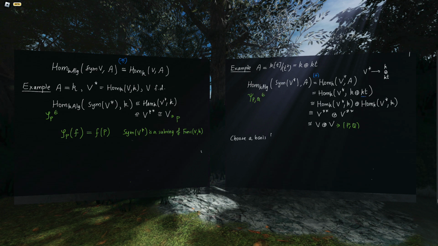So choose a basis for V. V is finite dimensional in all this. Then I have a dual basis, the e_i stars, and those are vectors in V star. So those x_i's are a basis for V star. So if you like, Sym V star is the polynomial ring in x_1 through x_n. It doesn't matter too much for us that you can think about it that way.